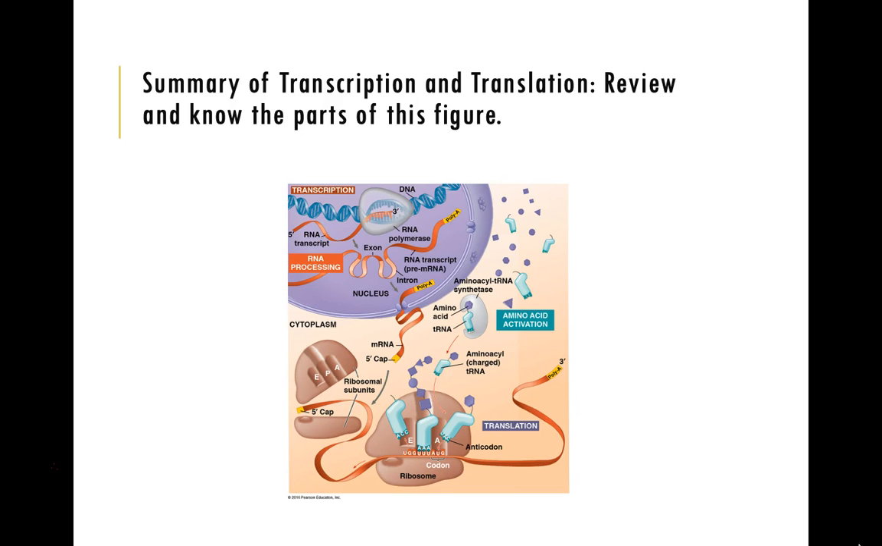If you remember way back to chapter 4, we talked about the rough and the smooth endoplasmic reticulum. Protein synthesis actually occurs in one of two places in the cell. It either occurs in the cytoplasm where we have sort of free roaming ribosomes, or it also occurs on ribosomes that are actually attached to the endoplasmic reticulum. Those proteins that are in the cytoplasm are actually going to be used in that cell.